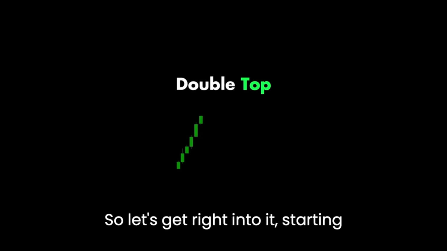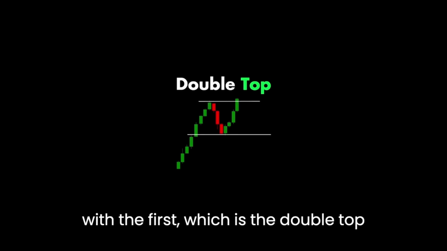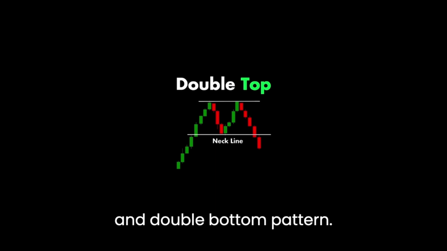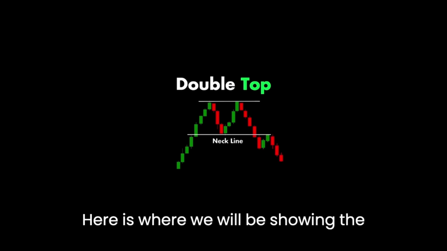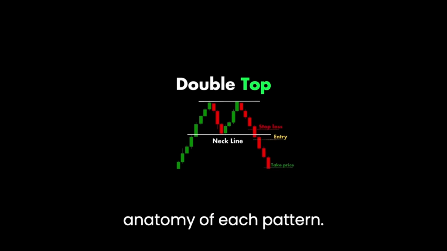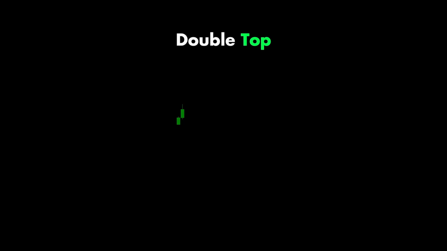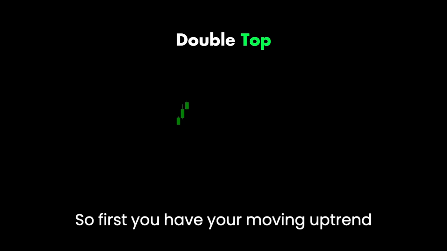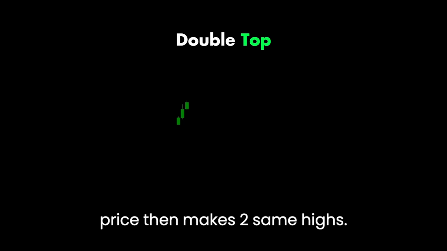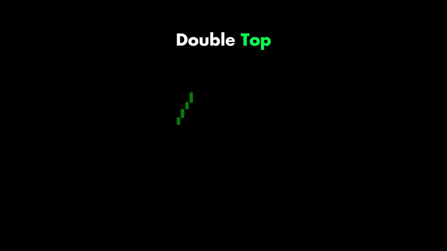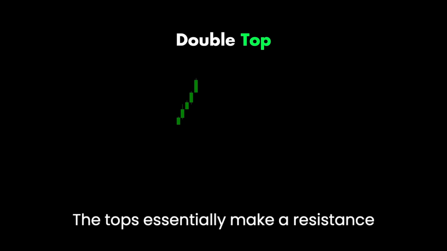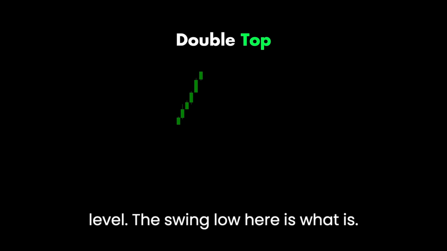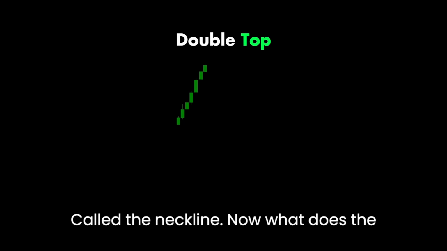So let's get right into it, starting with the first, which is the double top and double bottom pattern. Here is where we will be showing the anatomy of each pattern. So first, you have your moving uptrend, price then makes two same highs. The tops essentially make a resistance level. The swing low here is what is called the neckline.